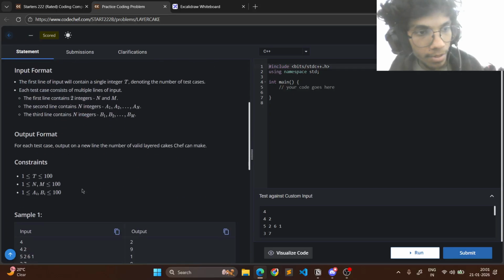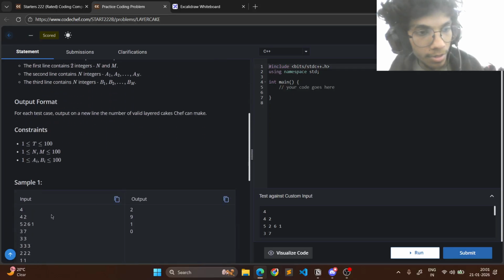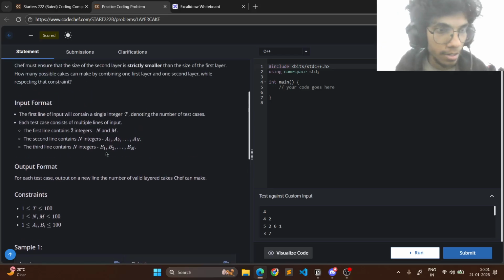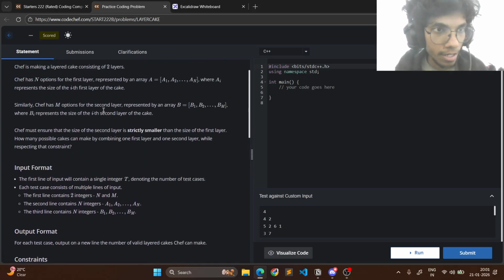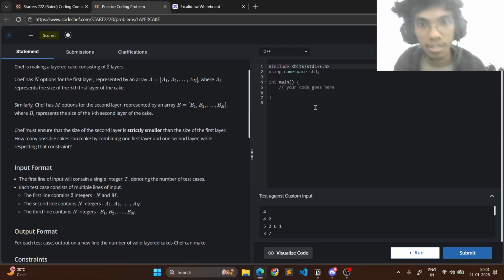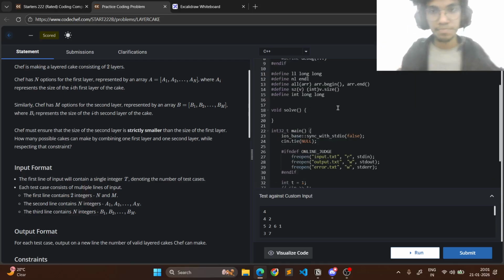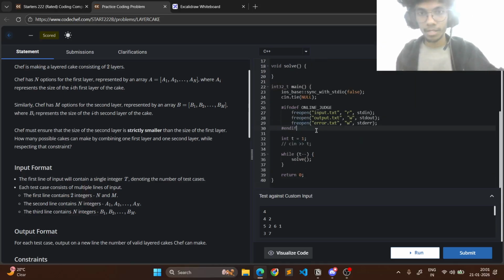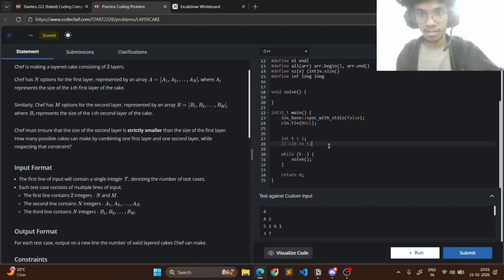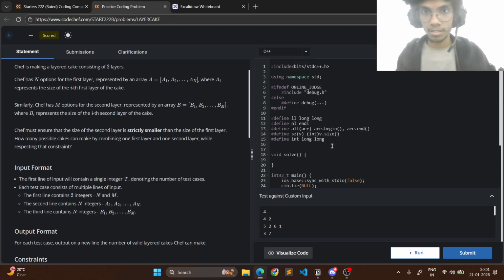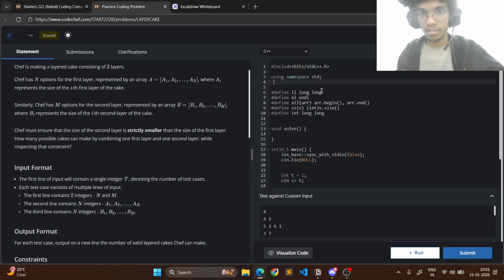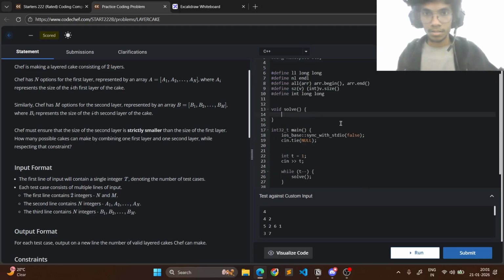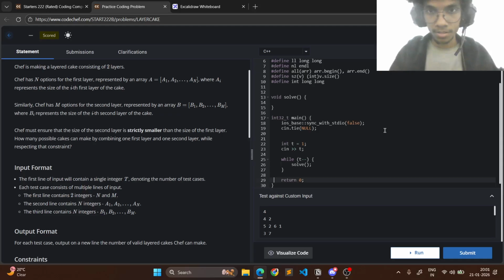Alright, can we brute force? Sure we can. Let's just brute force it. So A is the first layer and B is the second layer, and the size of the second layer has to be strictly smaller. Alright, so I just copied my template. Okay, this is good enough.